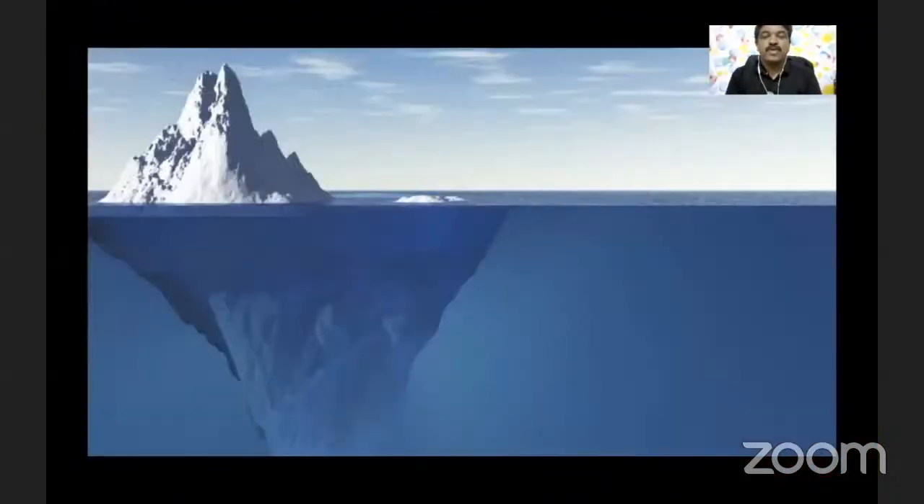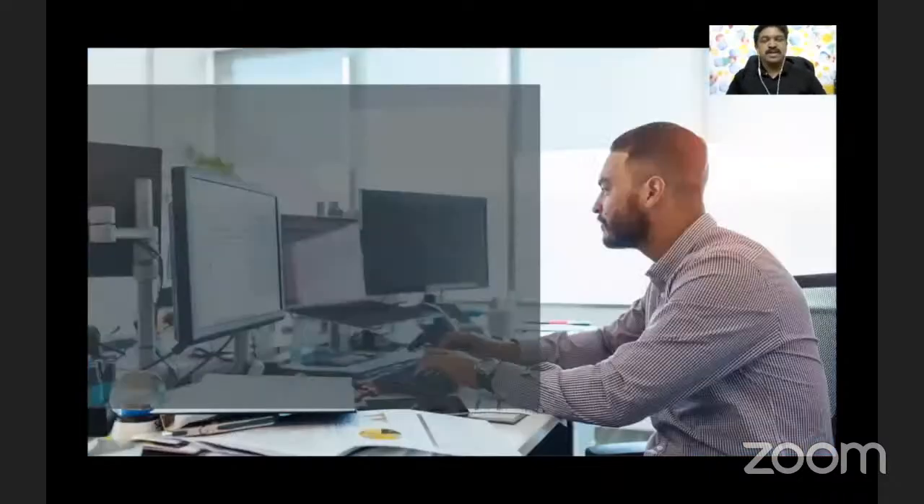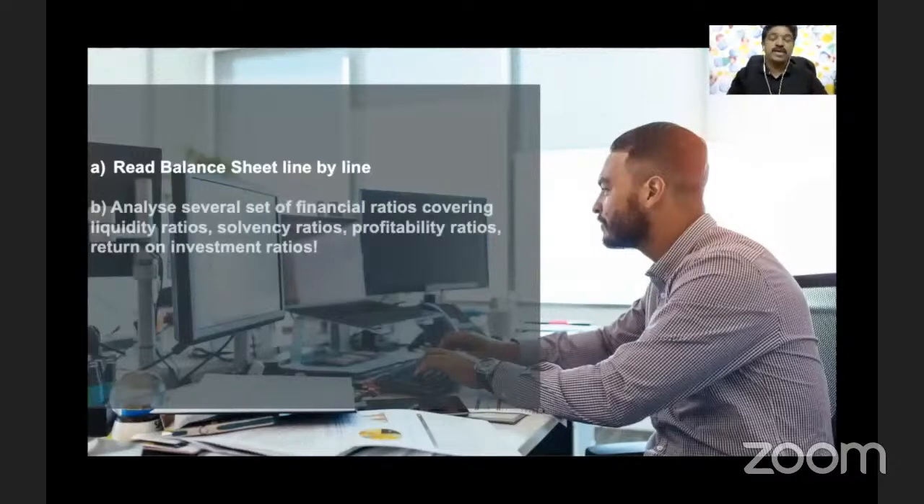What you have seen now is only the tip of the iceberg. But the best part is you have understood whatever I have explained so far. The reason why I say it's a tip of the iceberg is because in reality, when you do the credit appraisal, when you do the financial analysis, you have to read the balance sheet line by line. You should put your attention on every item in the balance sheet. You have to analyze various sets of financial ratios.